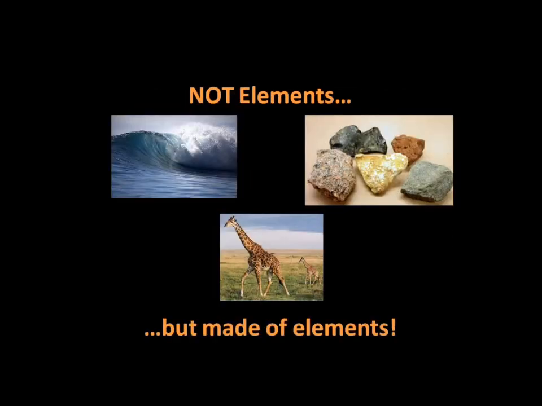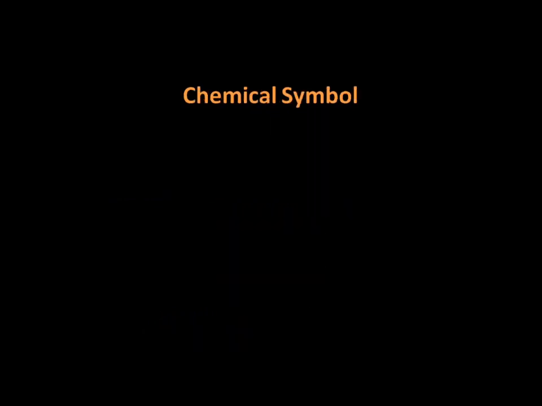Most things in our world, such as water, rocks, or living things, are made of elements, but they are not elements themselves. They are not pure. We will learn more about these things in a later lesson. So, back to elements. Elements can be identified by their chemical symbol.